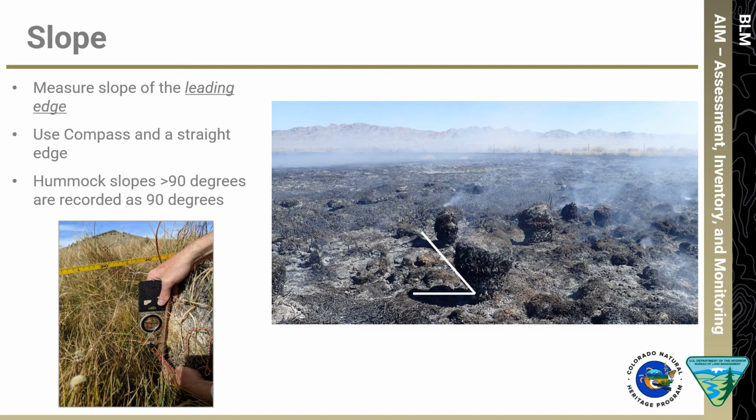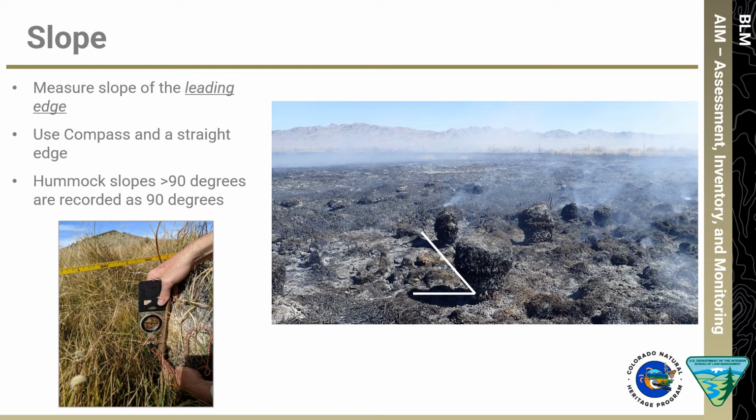After determining the height of the feature, measure the slope of the leading edge. Place a straight edge or ruler against the leading edge of the hummock, from the base of the hummock to the top of the hummock, in line with the transect tape. Place a compass against the straight edge or ruler and record the slope.